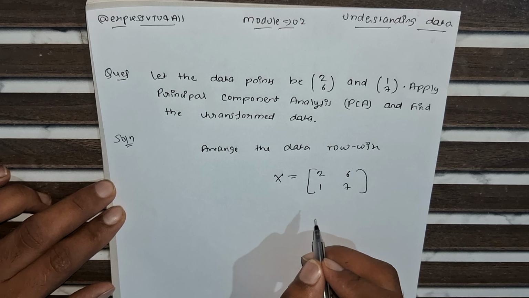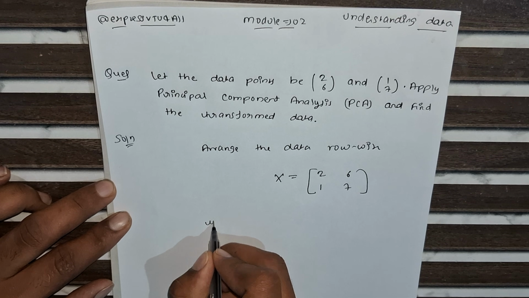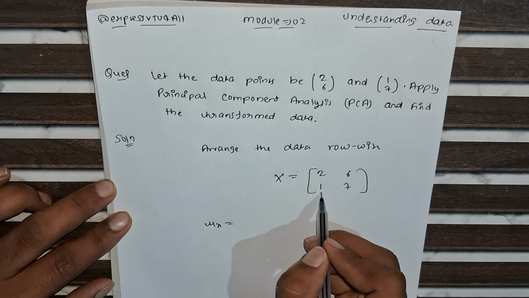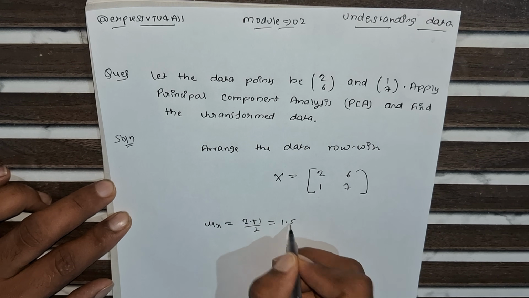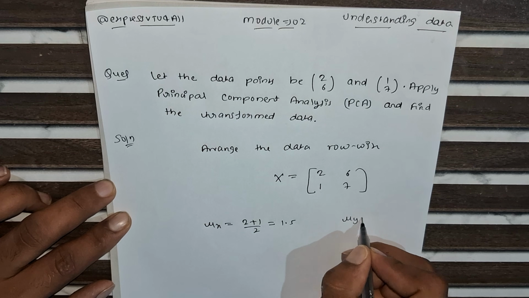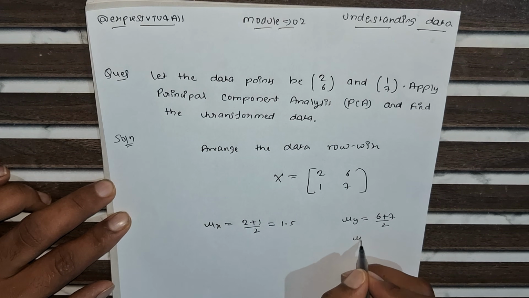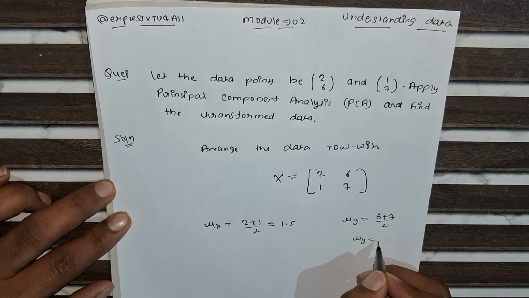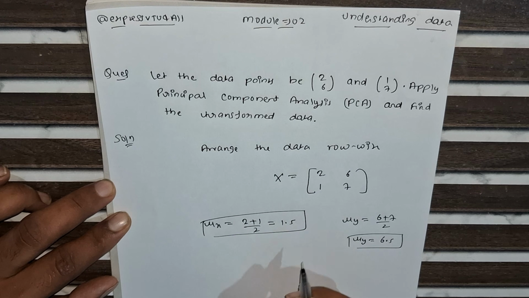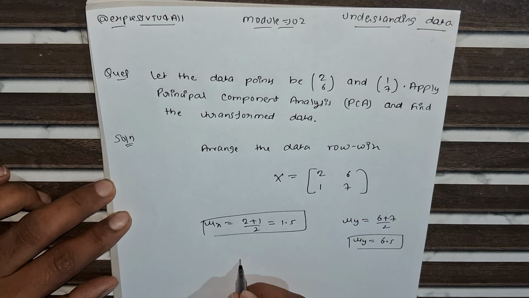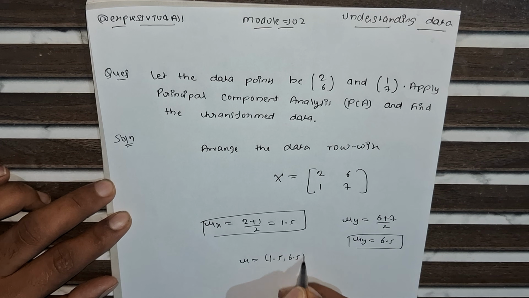Now what we have to do, we have to calculate the mean of each column. So I can represent it as mu x, which is equal to (2 plus 1) divided by 2, which is equal to 1.5, and mu y, which is equal to (6 plus 7) divided by 2. So the mean of the second column is equal to 6.5. So this is the mean of both columns. So mu, I can write as 1.5, 6.5.